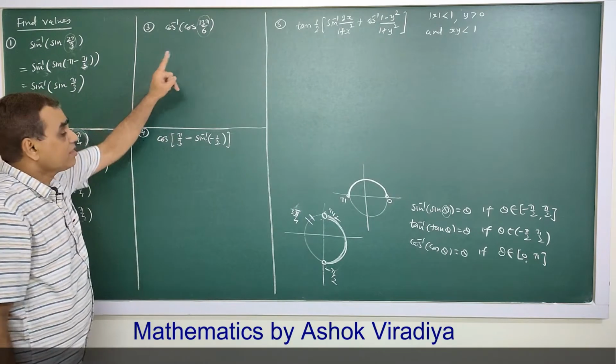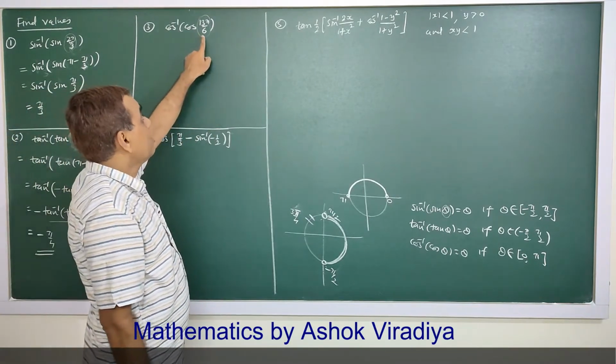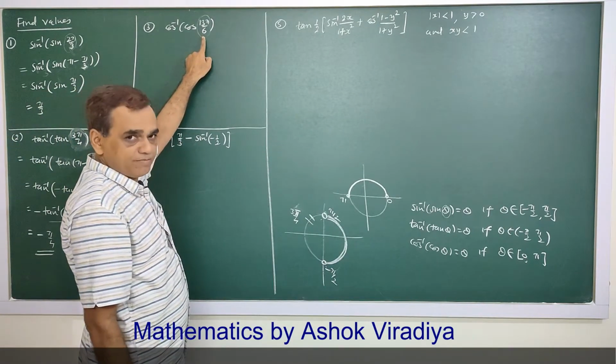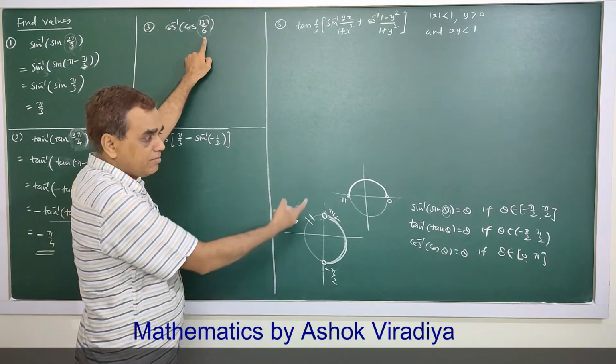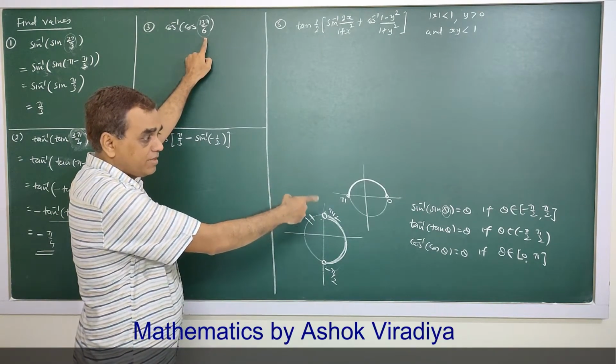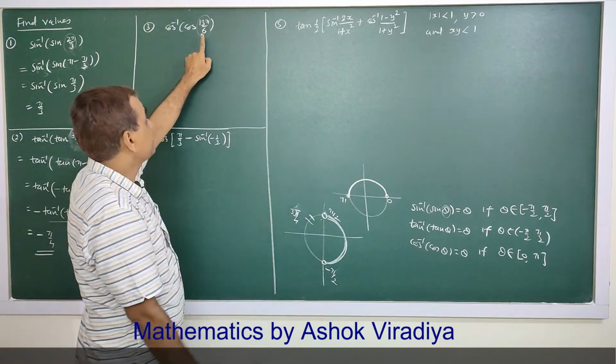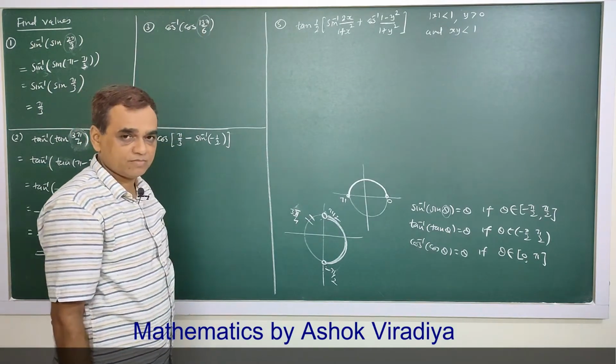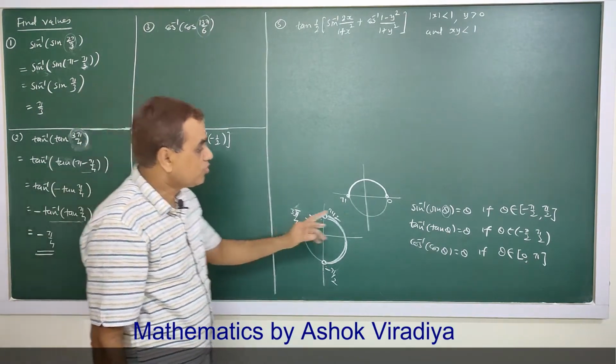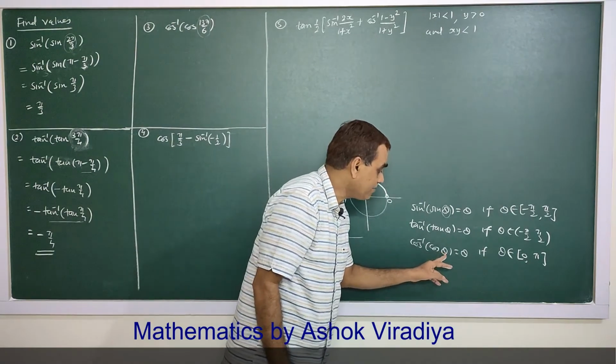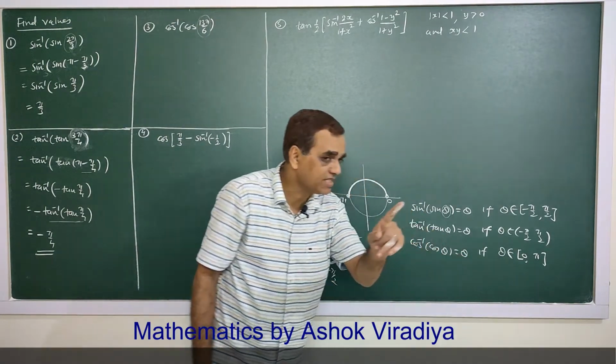But here 13 pi by 6 is more than 2 pi. It comes after the first complete rotation. It is more than pi. So cos inverse cos 13 pi by 6 equal to 13 pi by 6 is not true.